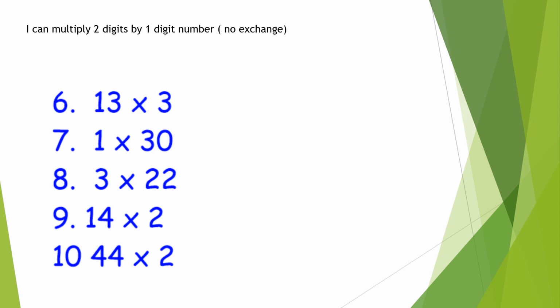13 times 3. Let's start with the partitioning method for this one. So, partition 13 into 10 and 3. And we multiply each number by 3. 3 times 10 equals 30. And 3 times 3 equals 9. And 30 add 9 equals 39. So 13 times 3 equals 39.